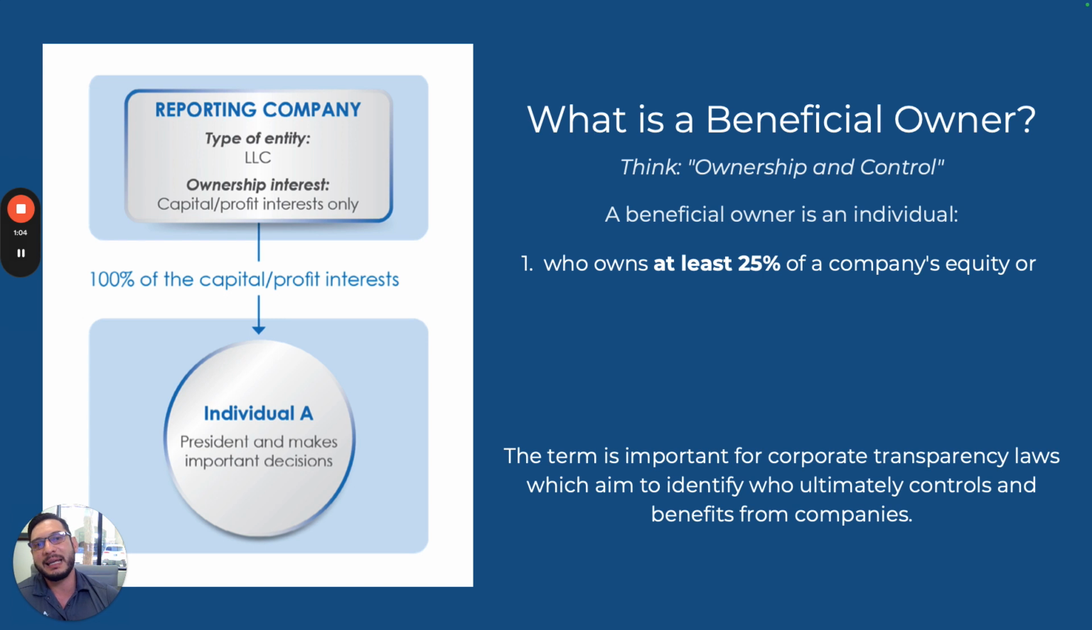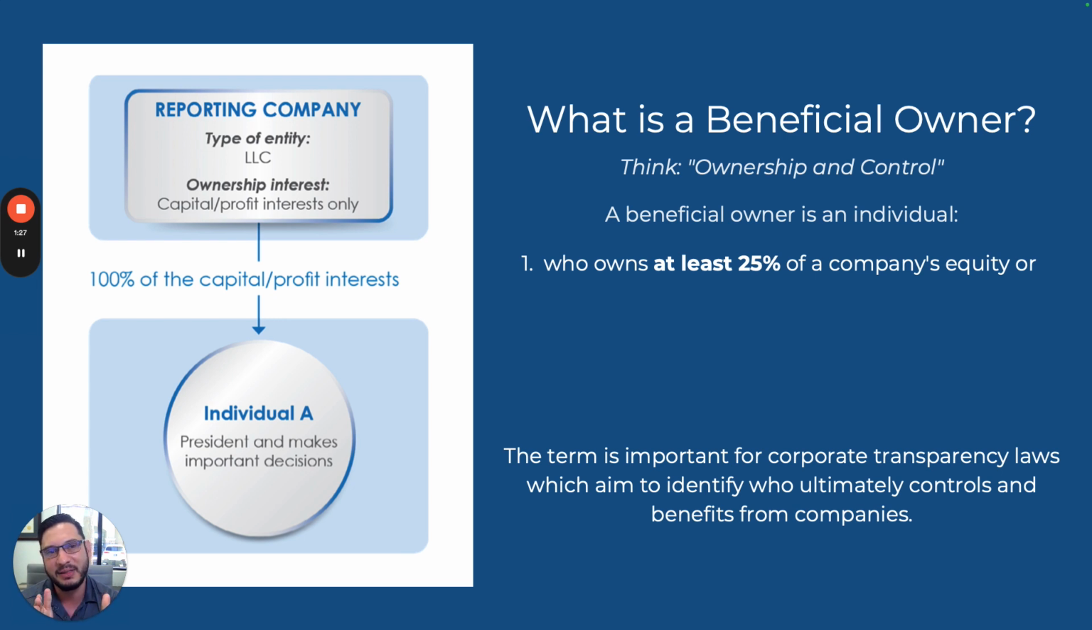It is going to be an individual. So again, we only report individuals. So if you have a holding company and a subsidiary and then another subsidiary, if you have layers of things, maybe you have a trust that owns a company, you pierce through all of those layers to get down to the actual individual.